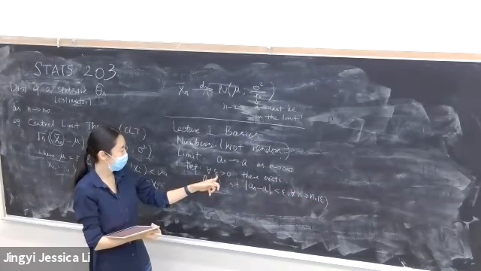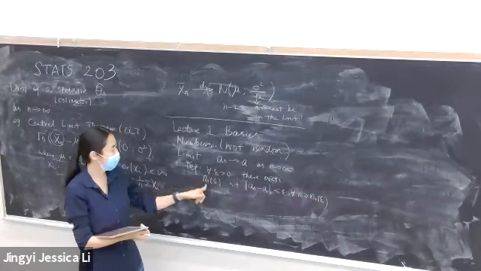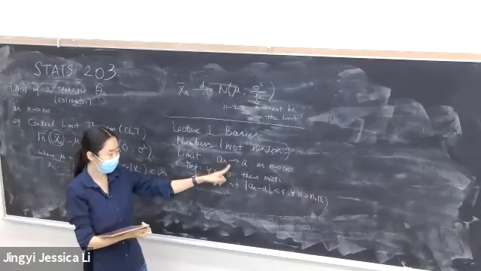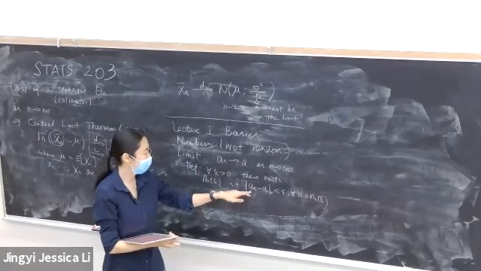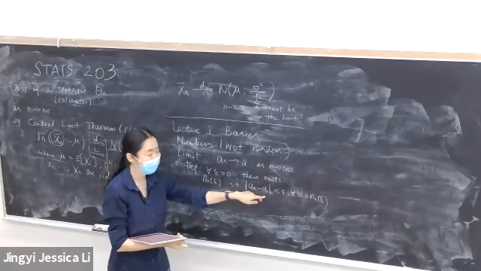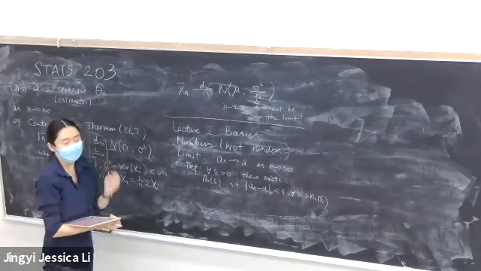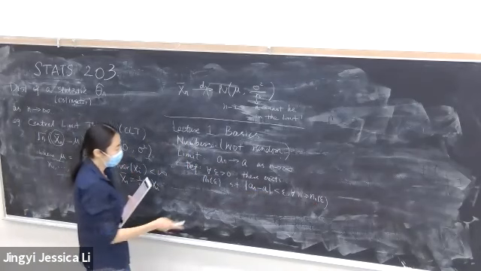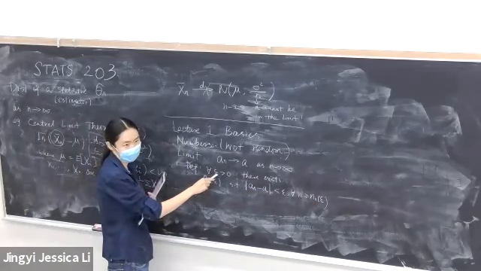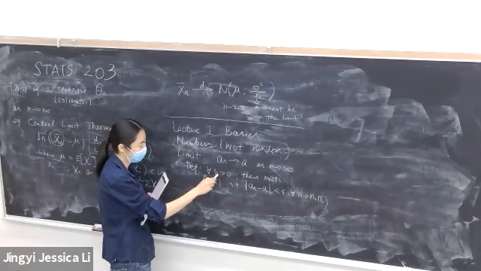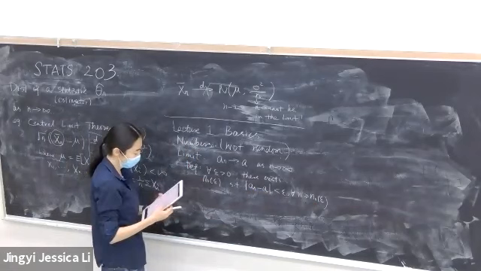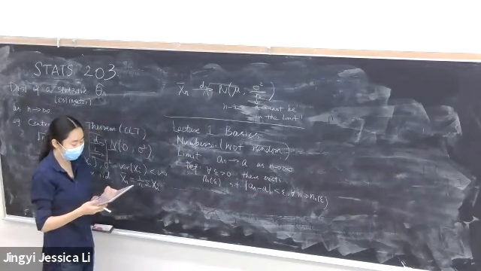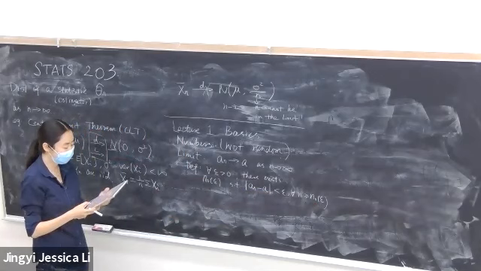Given a neighborhood size, we should find a position in the sequence so that all the numbers after this position are within the epsilon neighborhood of the limit. Right, so we can see that as my epsilon becomes smaller and smaller, this n0 is expected to be larger and larger. So given this definition of limit, we can define a lot of other things.